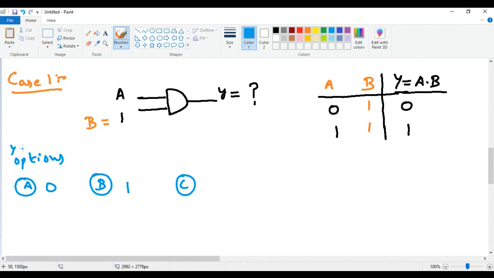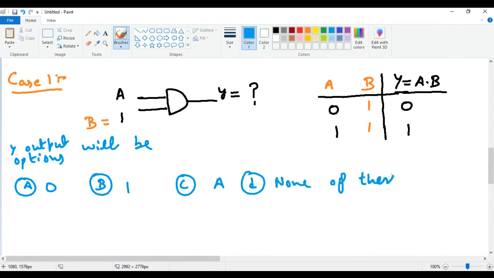They can ask, like, what Y output will be. Right, so the options will be A, 0, B, 1, C, A, and D option will be none of these. Right, so which answer is right?